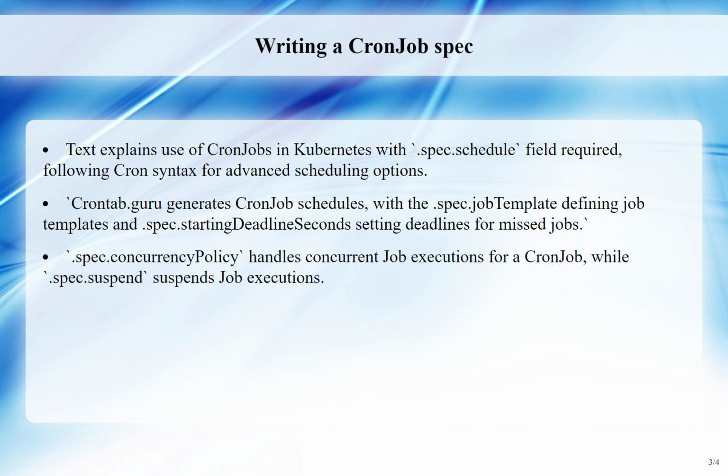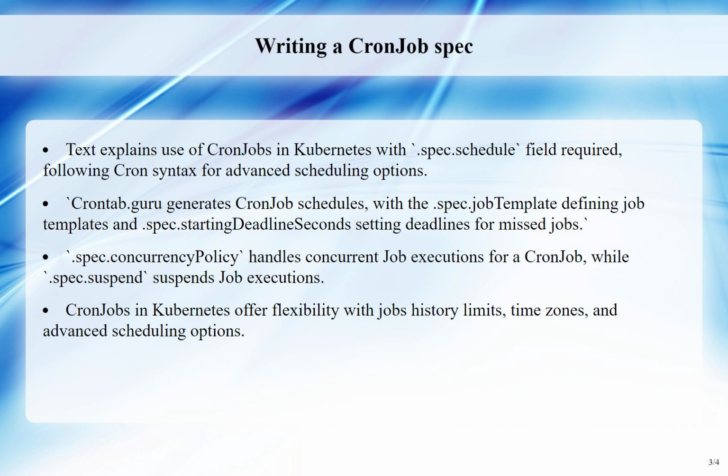The .spec.concurrencyPolicy field specifies how concurrent executions are handled, with options to allow, forbid, or replace concurrent runs. It only applies to jobs created by the same cron job. The optional .spec.suspend field can suspend job executions for a cron job, with suspended executions counting as missed jobs. The .spec.successfulJobsHistoryLimit and .spec.failedJobsHistoryLimit fields determine how many completed and failed jobs should be kept, with options to set limits or clean up jobs automatically.